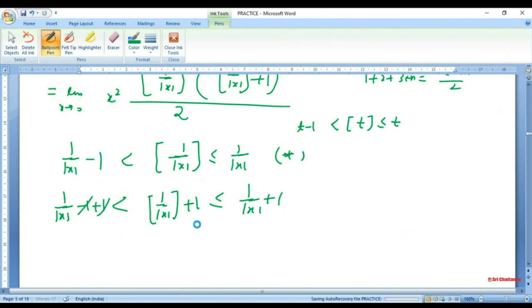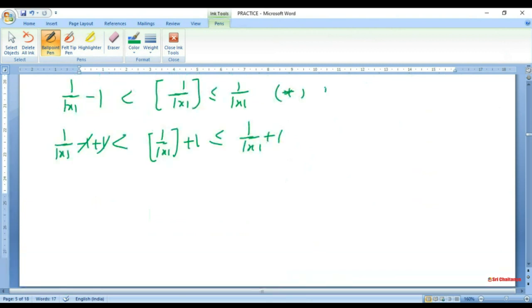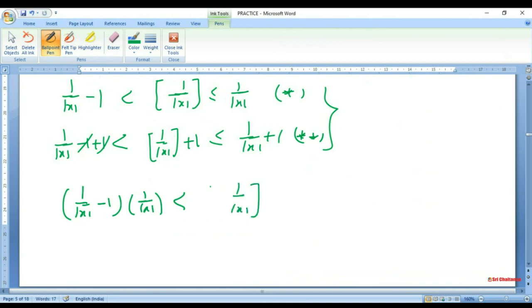The moment we got this, we can think of multiplying these two. We can multiply the star and double star inequalities because things are all positive, because x tends to 0. Now when you multiply, you get 1 upon modulus x minus 1 times 1 upon modulus x less than floor of 1 upon modulus x times, in a bracket, floor of 1 upon modulus x plus 1, less than or equal to 1 upon modulus x times 1 upon modulus x plus 1.